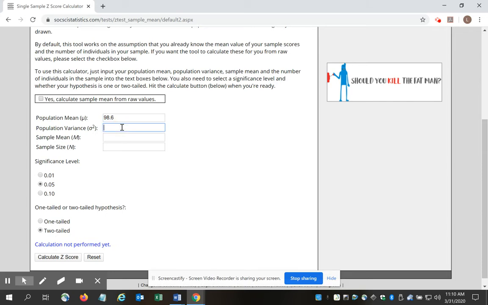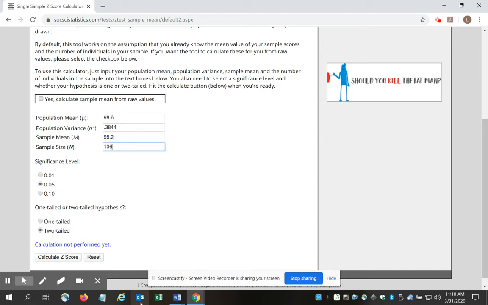It wants our population variance, so that's 0.3844. Remember, we took 0.62 and squared it. The sample mean was 98.2. We tested 106 people. We had a 0.05 significance level.